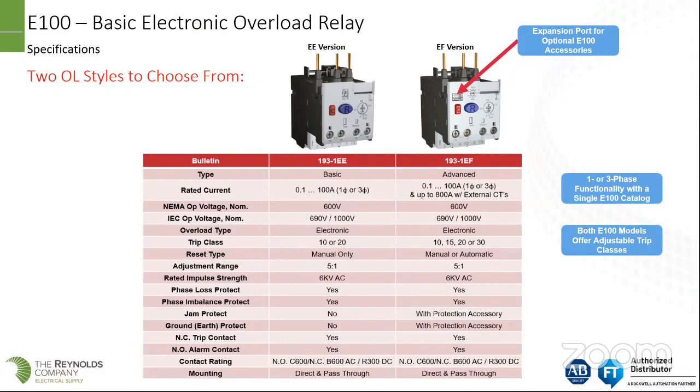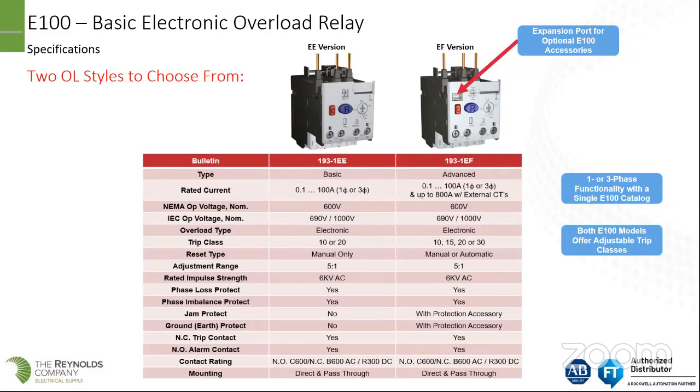That is a difference between the E1 Plus family before. The E1 Plus, you had to specify the product to be used with a single phase application or 3-phase. The new E100s can be used with either single phase or 3-phase applications. The basic version also has the ability to change between trip class 10 or 20. And again, the reset type is manual only on the basic version.